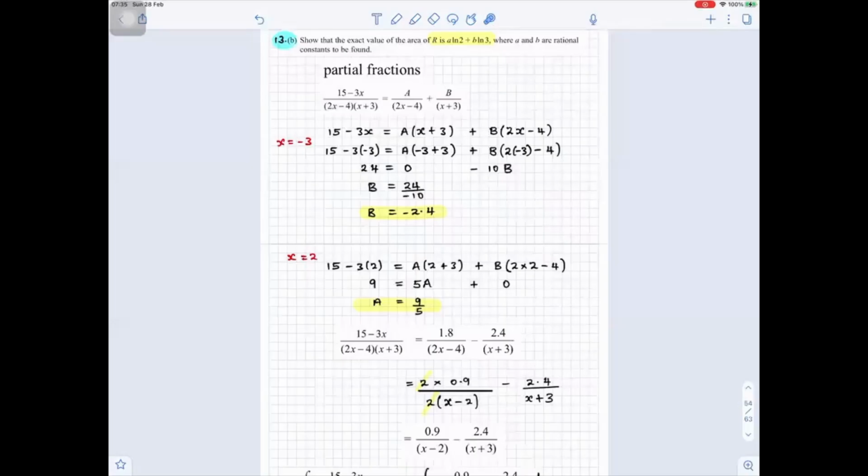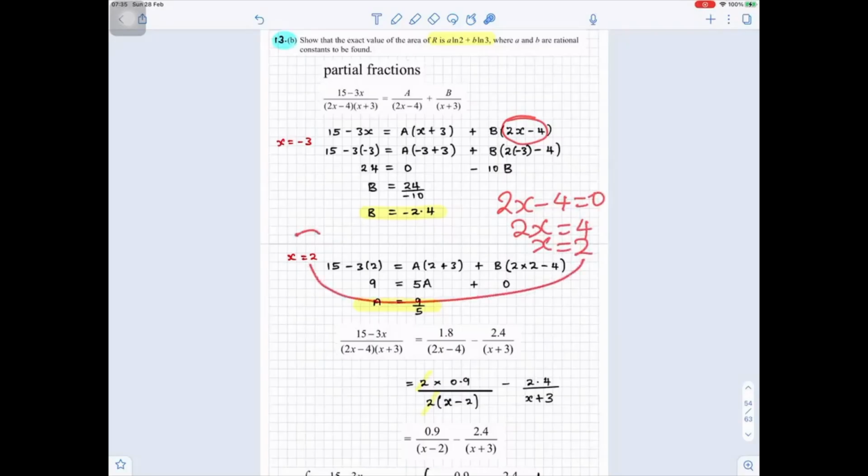And the next thing is we look for what we can put to make B zero. 2x minus 4 is equal to 0, so 2x is equal to 4, x is equal to 2. So we use x to be 2. When you use x to be 2, this B will be 0, and you will find A to be 9 over 5. So you got A and you know B.